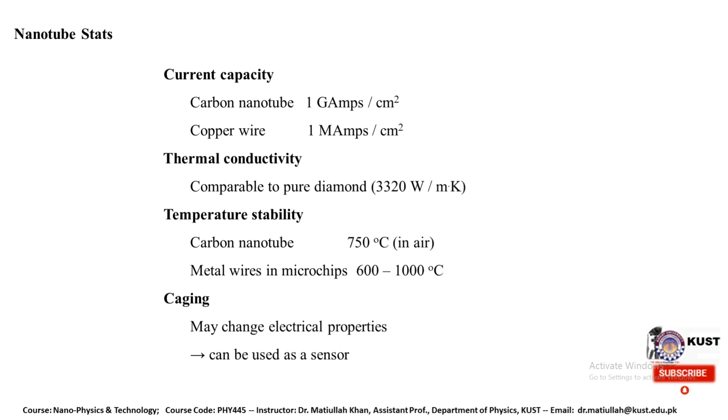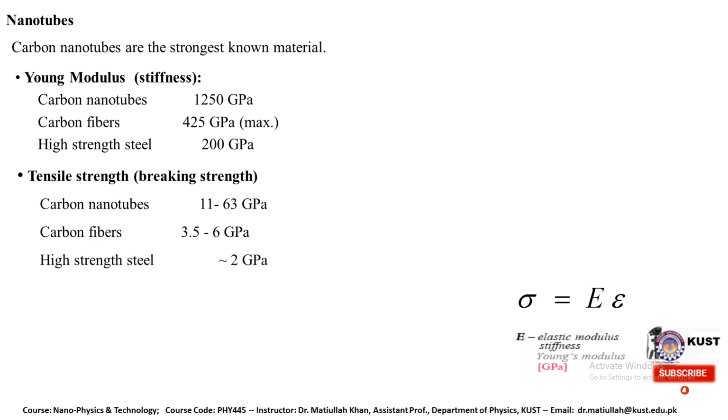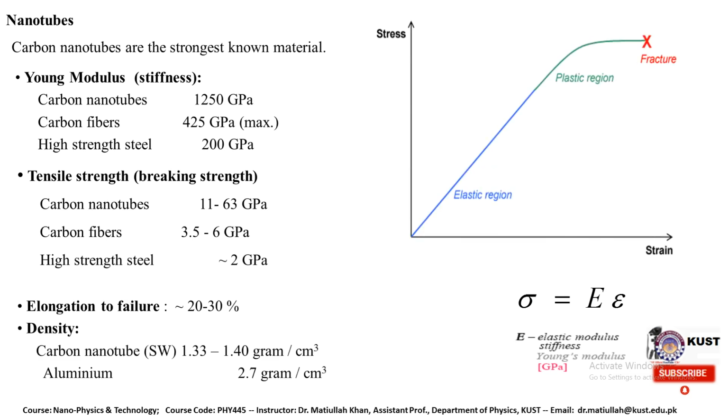Metal wires in microchips melt at 600 to 1000 degrees centigrade, and therefore it also has some interesting properties. We want to elaborate on some of the other elastic and plastic properties of the carbon nanotube with the help of this curve.